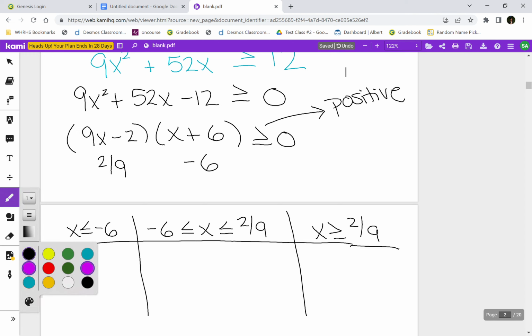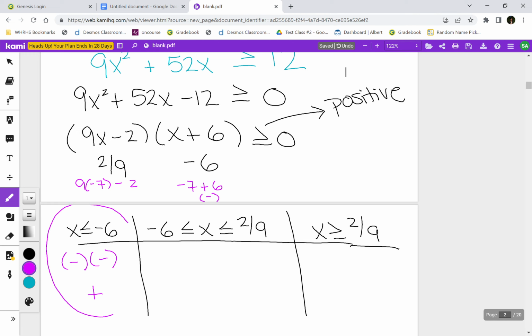Okay, so we're less than -6. Can I go -7? Sure. So we're going to have 9 times -7 minus 2. Do we agree that's still a negative? Yes. And then we're going to have -7 plus 6. Is that still a negative? Yes. So we have a negative times a negative, which is a positive. That means this one works because we want a positive. What else is going to work? x is greater than 2/9 is going to work.